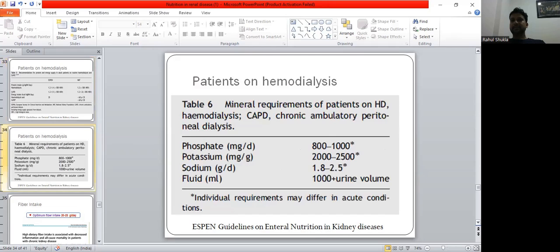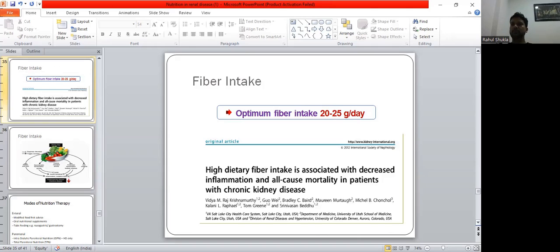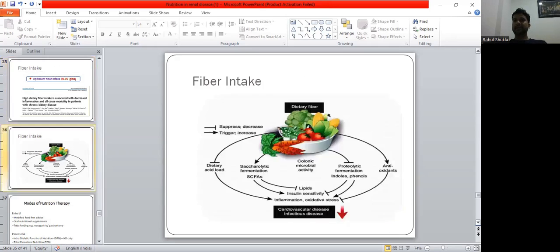Again, same slide. Fiber intake is also an important part because of several complications like constipation and other things. So it's around 20 to 25 gram per day. Fiber should be given in chronic kidney disease patients, as it is found to be associated with decreased inflammation, and all-cause mortality is also less with this much fiber intake.